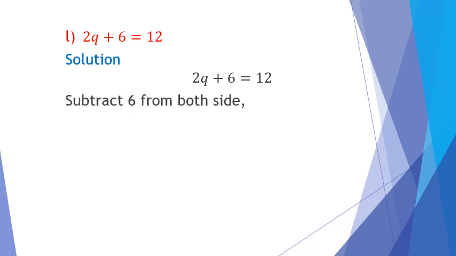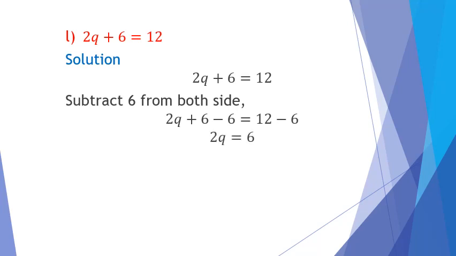Next L. 2q plus 6 equal to 12. So to remove 6, you have to subtract 6 from both sides. So we have 2q plus 6 minus 6 equal to 12 minus 6. Plus 6 and minus 6 cancelled in the LHS. So LHS becomes 2q and 12 minus 6 is 6.